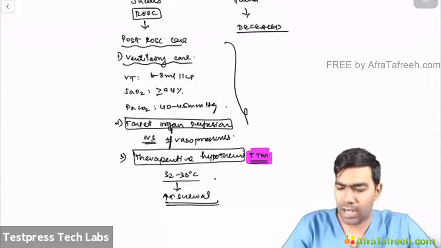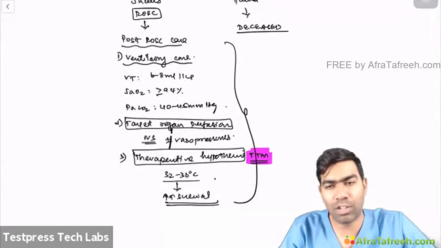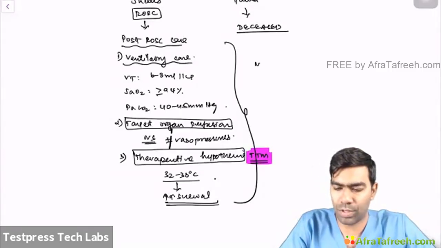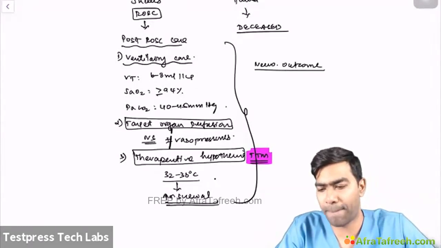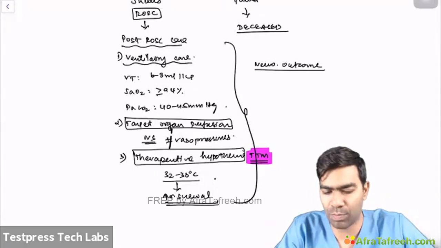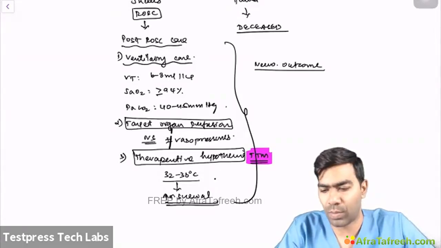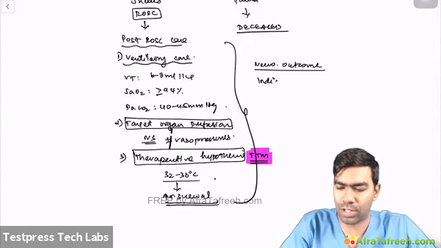But apart from that, there are some indicators of poor neurological outcome. So you have to see the neurological outcome also. There are some patients who come out well, and there are some patients who don't really come out well. So there are some indicators of poor neurological outcome. What are the indicators of poor neurological outcome?